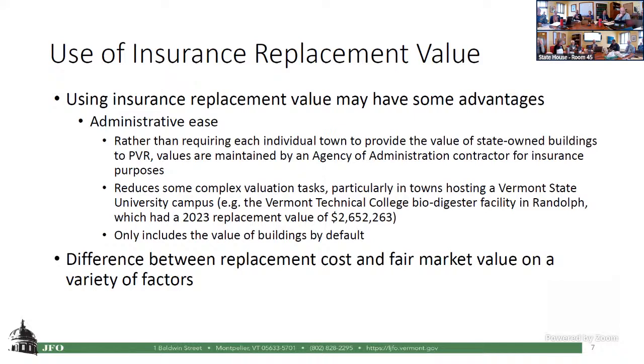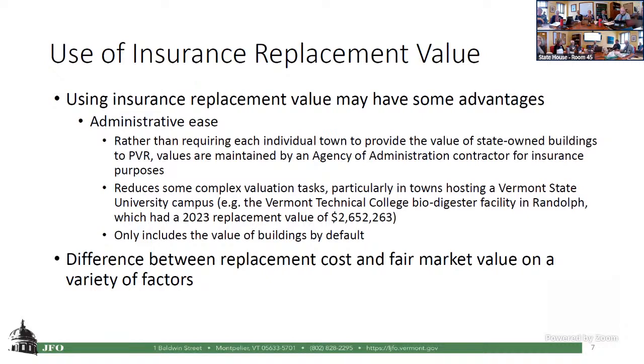Talking a bit more about insurance replacement value, I know Jill and Jake will go into more detail. There could be some administrative advantages. These values are maintained by the Agency of Administration, by a contractor, and they are available. So this would remove some complex valuation tasks, having localities figure out the value of a biodigester facility in Randolph, for example. It includes the value of buildings by default. So insurance replacement is looking at the value of buildings.